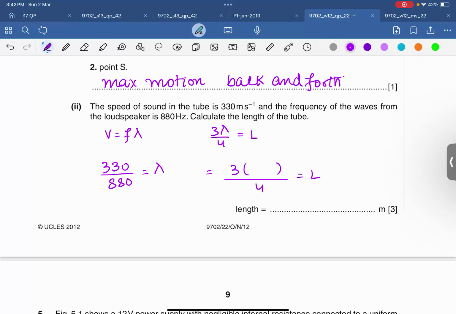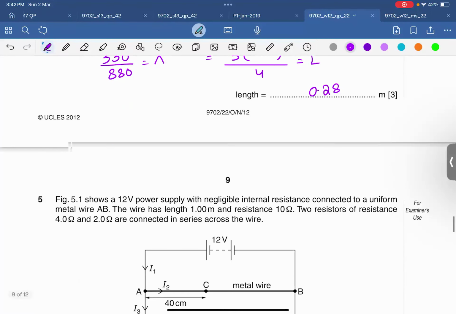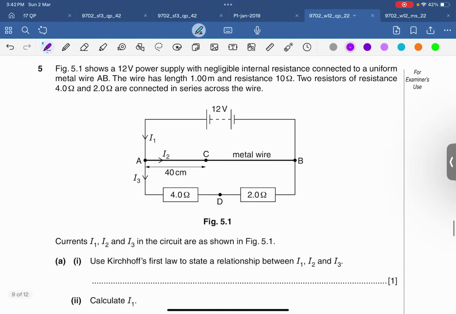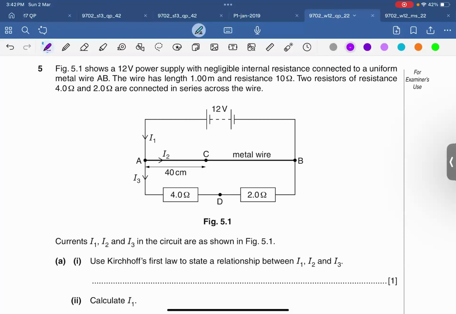0.28. The final answer? Yeah, 0.28. Okay, perfect. Okay, done. Fine. Let me see the marking key. 0.28. Okay, perfect. Okay, fine, your turn. You have to read this one.